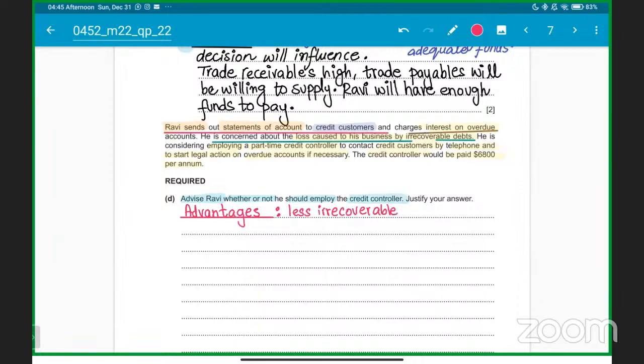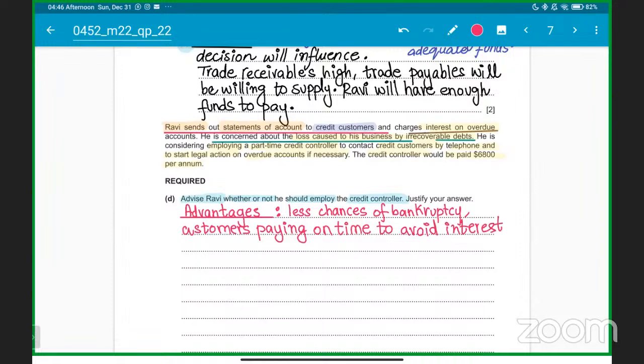If I write it down with my mind, not looking at the marking scheme, think about other points: less irrecoverable debts and less chances of bankruptcy, customers paying on time. These are all the points we can write, right? Customers paying on time to avoid the interest on overdue accounts, to avoid interest charges. So these are the benefits of having the credit controller.